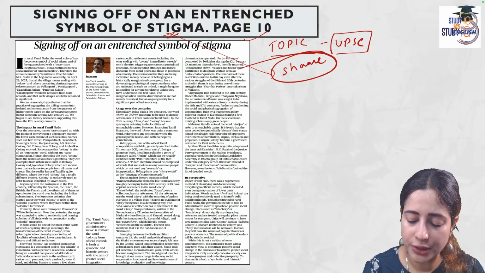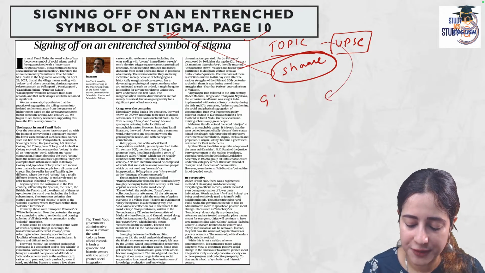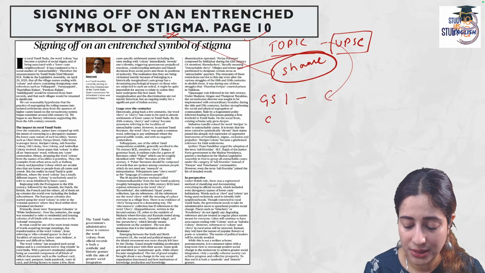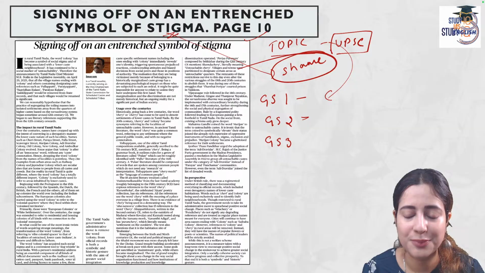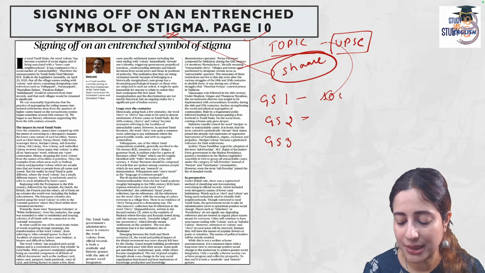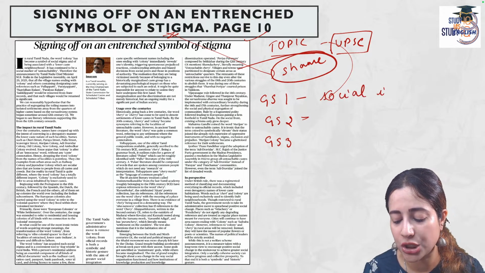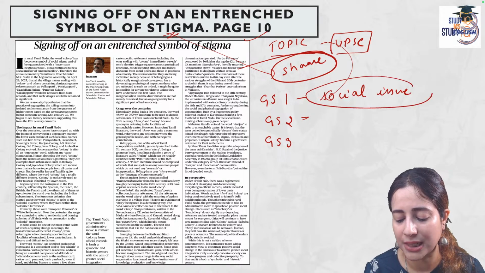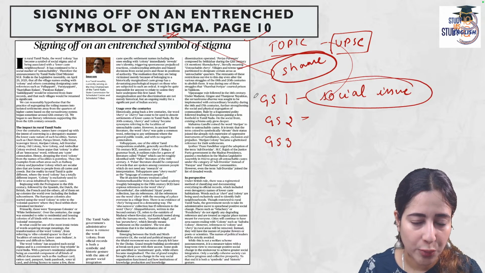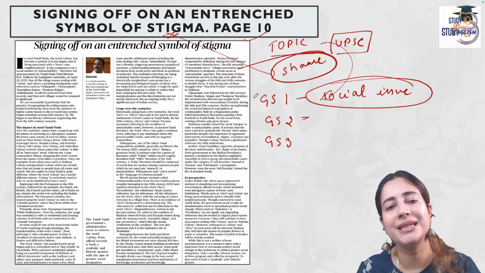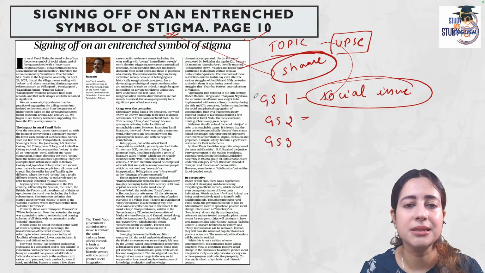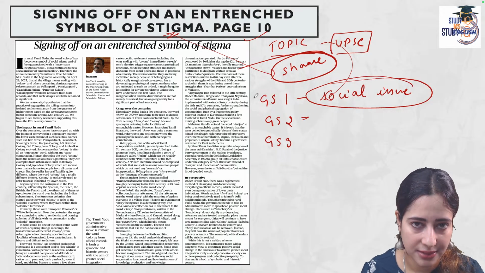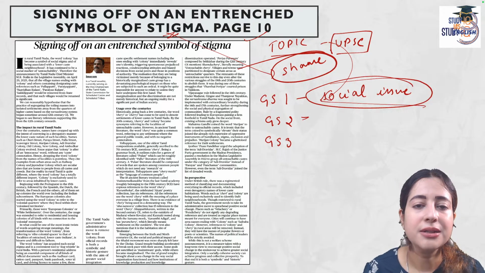Okay, so let's do the topic mapping first. Yes, definitely this belongs to GS paper 1, GS paper 2 and GS paper 3. How? Let me explain. GS paper 1, because the caste system is a major social issue associated with Indian society. In GS paper 1, you have a topic called Indian society and its salient features. In that, we do study the caste system and Varna system in detail.